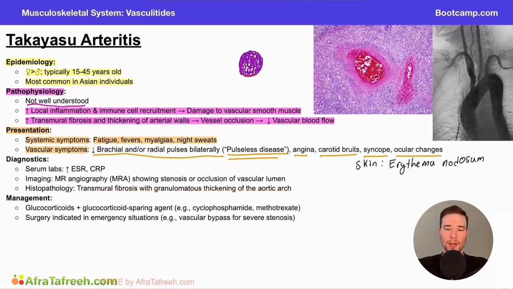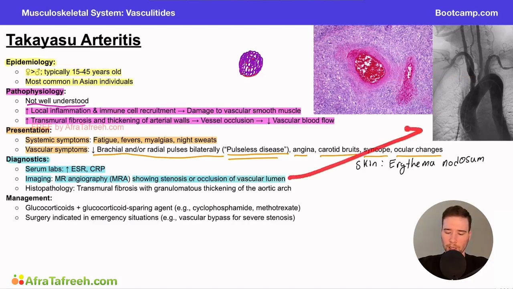So when we're trying to work up patients for this, we need to consider some really important diagnostics. Again, this is an inflammatory condition, so our serum labs are going to have elevated inflammatory markers, including ESR and CRP. When we look at our imaging, we're going to consider a unique study called an MR angiogram or angiography or MRA. This is going to show stenosis or occlusion of the vascular lumen.